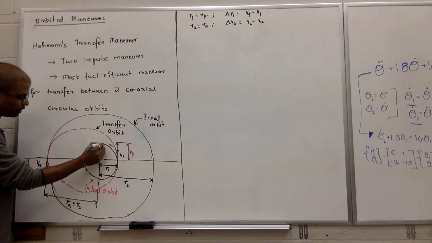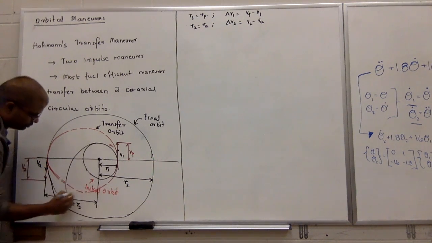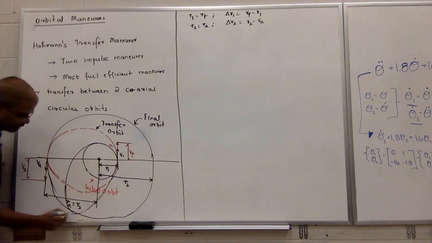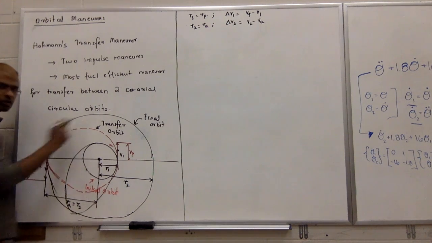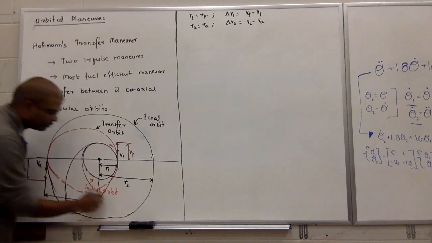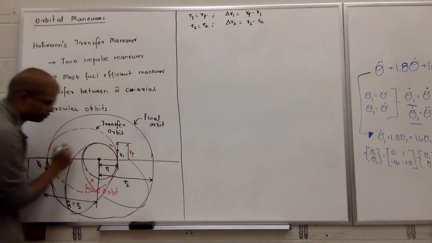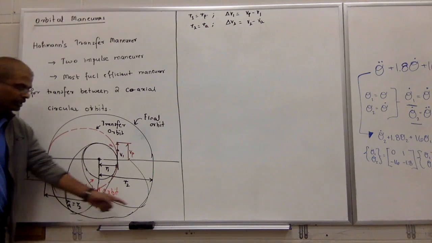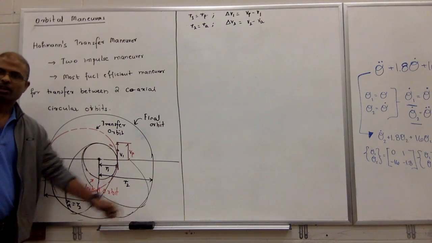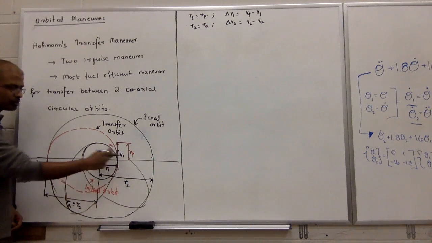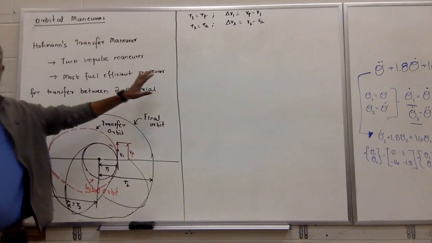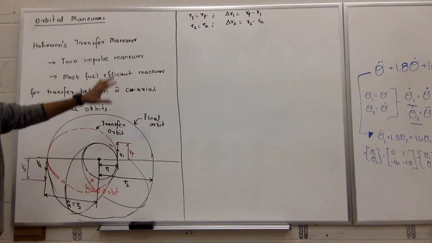You see, if I do a burn here, I'll get into this transfer orbit. I'll do a burn here and it'll go into this orbit. I can do a burn anywhere. It's just that the second burn will have to be at the apogee. So all these are apogees, if you see. You got it? I want you to have a pictorial understanding of this.